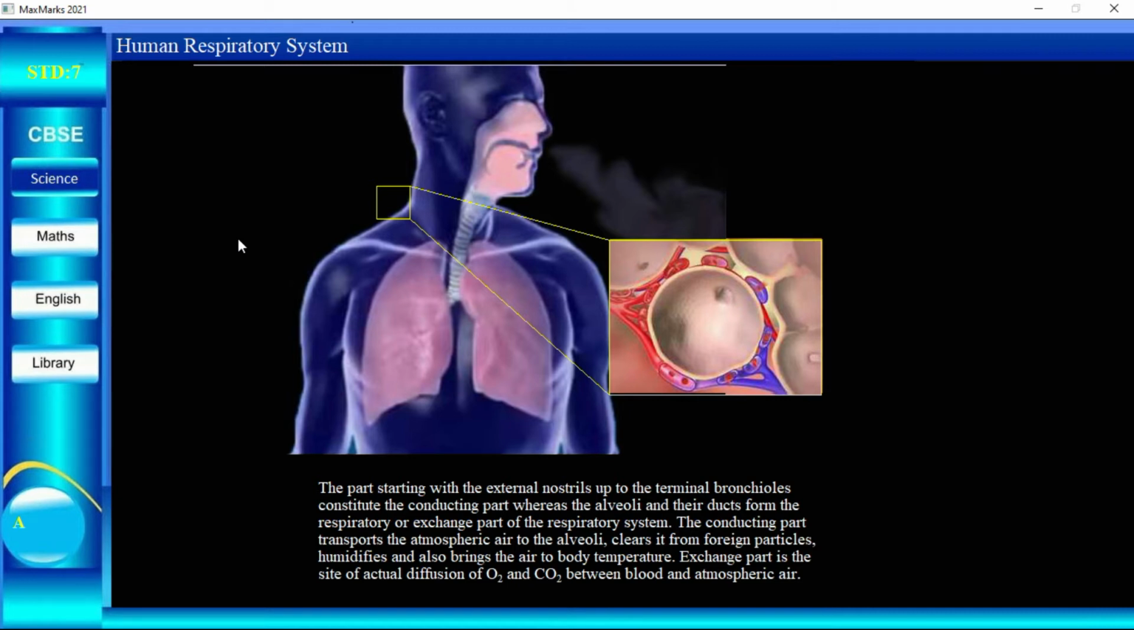The conducting part transports the atmospheric air to the alveoli, clears it of foreign particles, humidifies it and also brings the air to body temperature. The exchange part is the site of actual diffusion of O2 and CO2 between blood and atmospheric air.